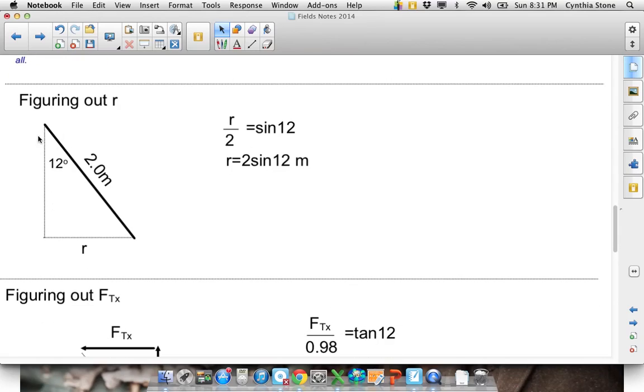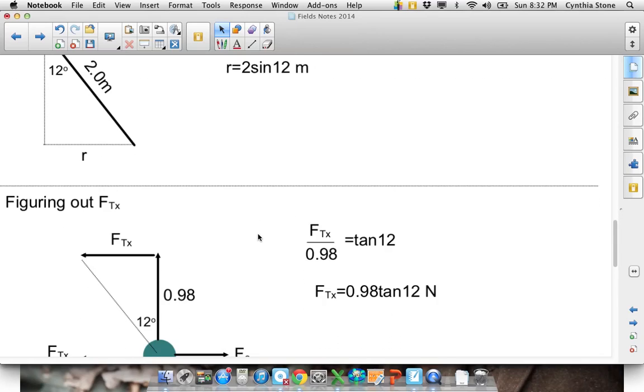But figuring out R, right, so here's my situation. I got a 2 meter long string. I got a 12-degree angle, and I want to find out R because that's the distance between the two spheres. So you can say, well, R over this, right, R is like the opposite to the 12 degrees, equals sine 12. So R equals 2 sine 12. So we could figure out that as a number. I'm just going to leave it as 2 sine 12 actually instead of rounding. The longer you can wait to round, the better your answer is.